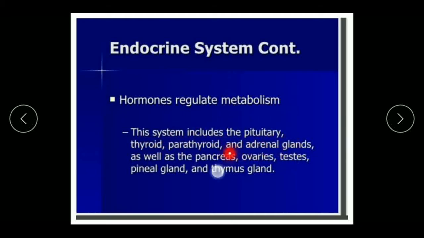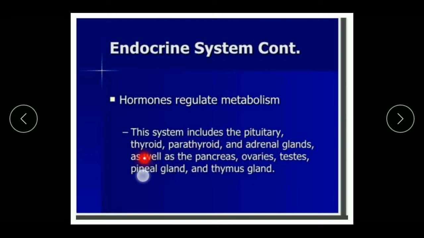These systems include the pituitary, thyroid, parathyroid and adrenal glands, as well as the pancreas, ovaries, testes, pineal gland and thymus gland. You already studied in the previous class these organs, their locations, hormone secretions and functions. The pituitary gland is located in your head region. It is the master gland of our body because it regulates some other endocrine glands. Hence the pituitary is called the master gland.